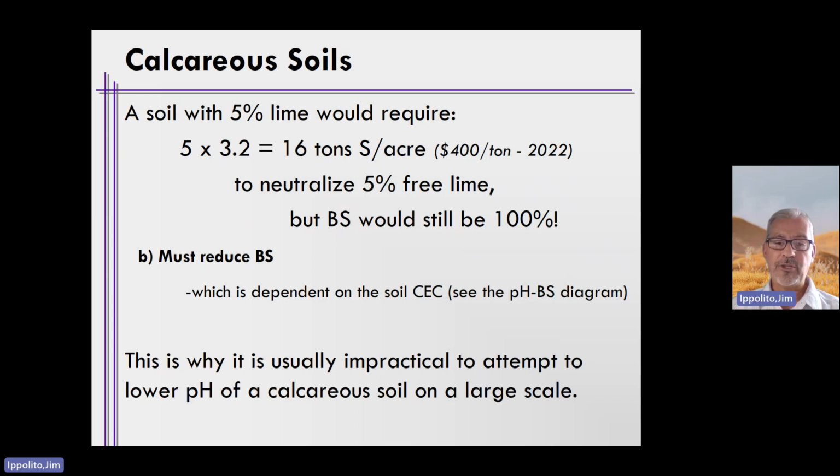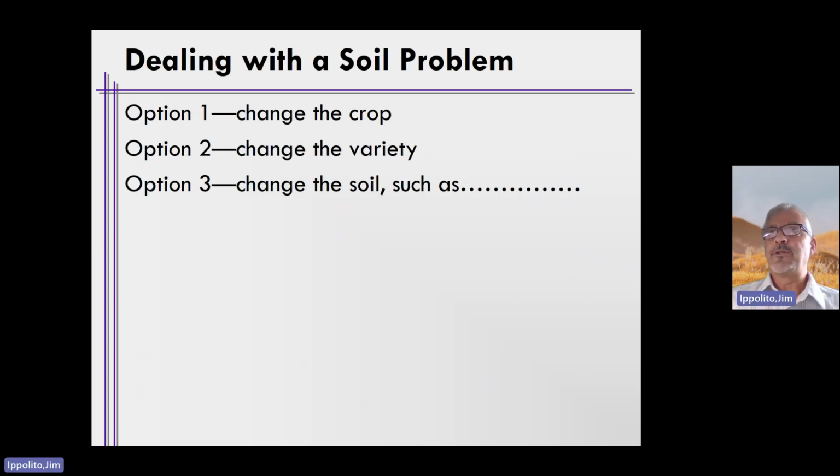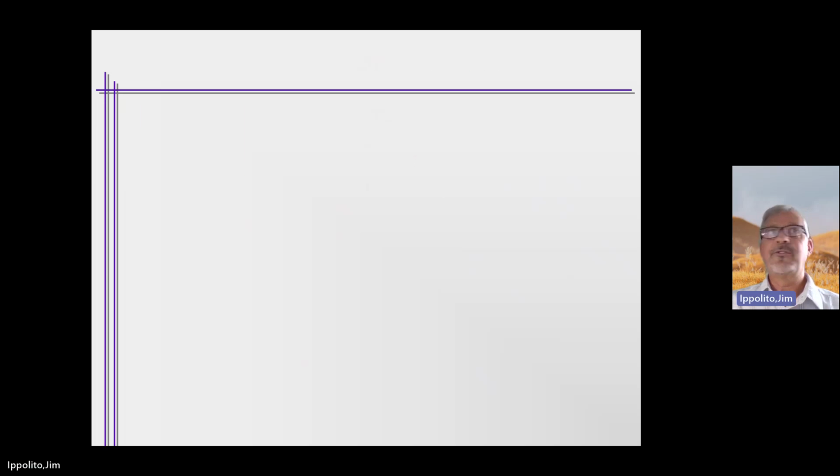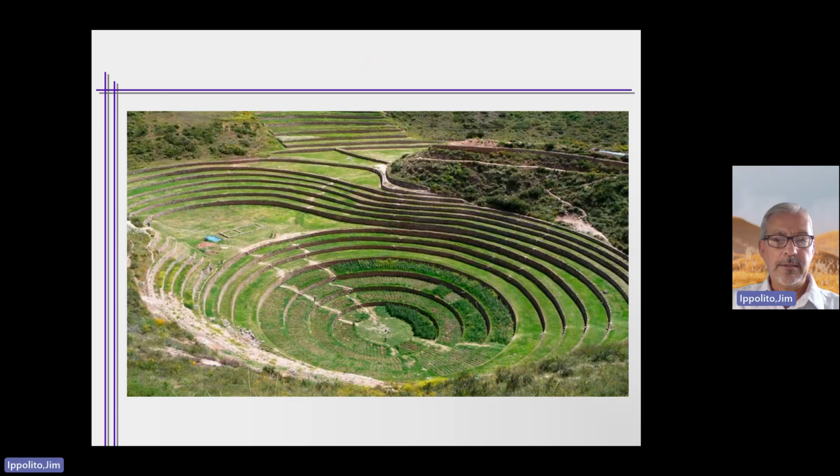If you have a high pH, you're dealing with a calcareous soil, you change the variety, you change the crop. Man, where I used to live, they planted houses. They grew really well in calcareous soils. Go figure. So, what are your options when you deal with a soil problem like this? Change the crop, change the variety, or you change the soil, such as what they did in this picture that I shared with you in the introductory material for this class.